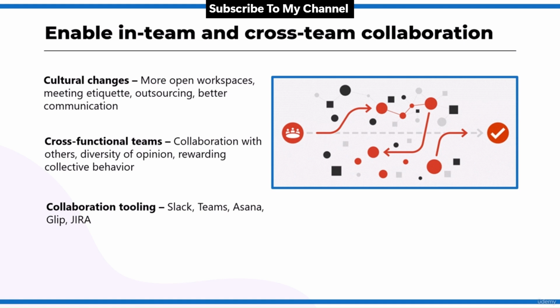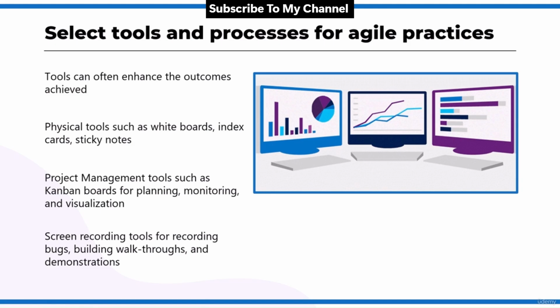Third, you have to focus on collaboration tooling. Agile teams commonly use a couple of collaboration tools like Microsoft Teams, Slack, GitHub, Dropbox, Jira, Asana, and many more. You need to make sure that your teams are well equipped with this kind of tools so that they can easily collaborate and communicate. While developing agile methods does not require specific tools, it can often enhance the achieved outcomes.